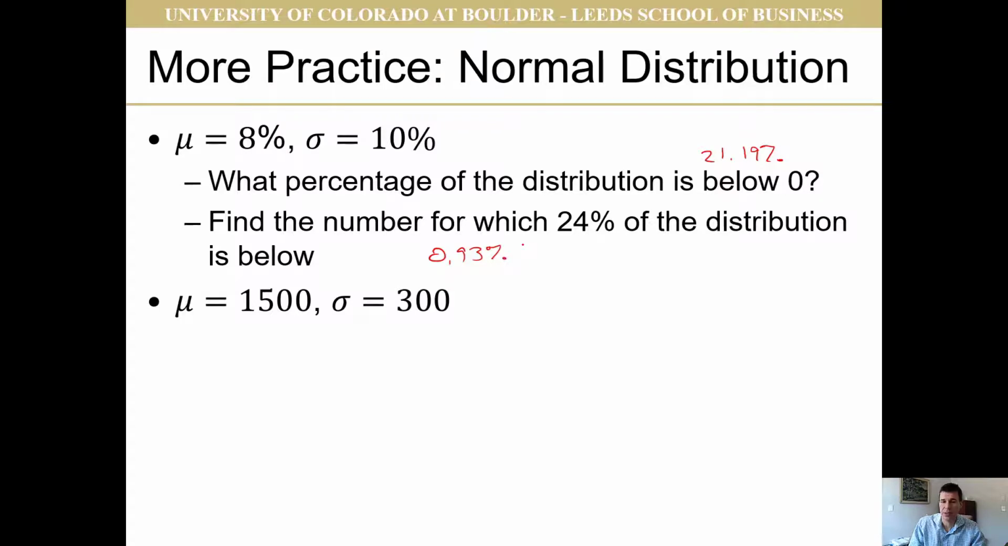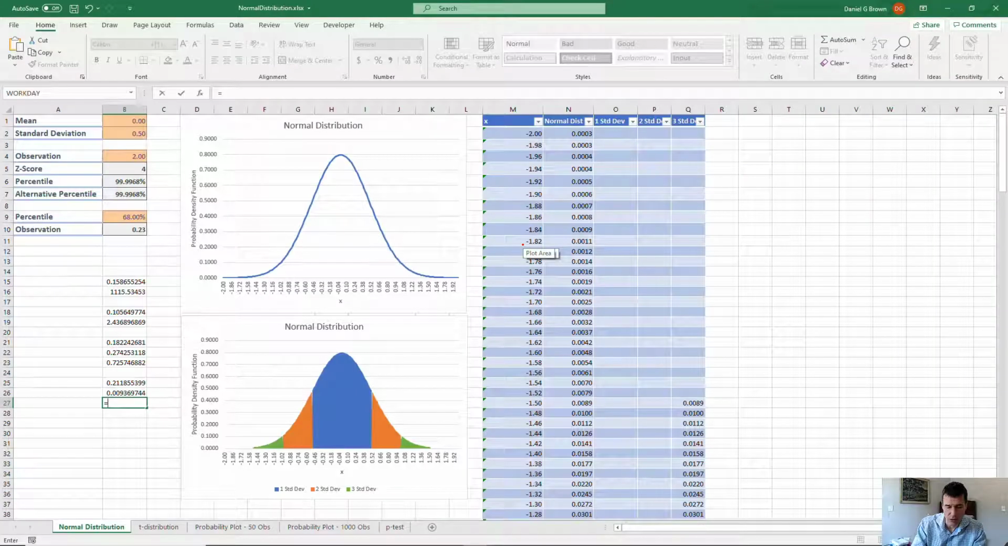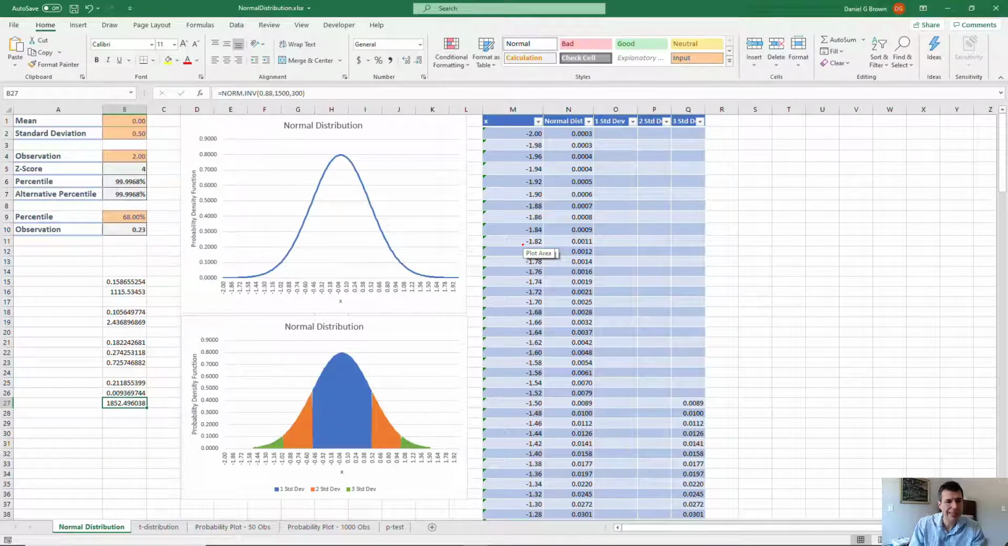Mean is 1500, standard deviation is 300. Find the number for which 12% of the distribution is above. Okay, so we have a percentile, we need the observation. 12% is above, means 88% below, so that's going to be a norm.inv call. So equals norm.inv of 0.88, comma 1500, comma 300, 1852.5.